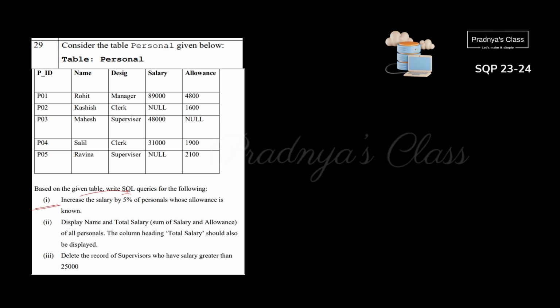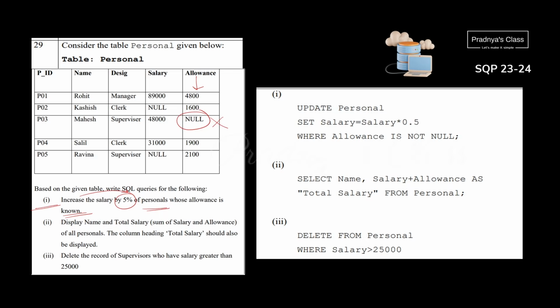Increase the salary by 5% of personnel whose allowance is known. Look at the allowance column. There are some null values that we will not consider. To update values in an already existing table, we will be using the update command. So here is the query. Update table name. Set. We need to update the salary. So salary will be salary equals to 0.5. 5% means 5 divided by 100. It should be equal to 0.05, not 0.5.